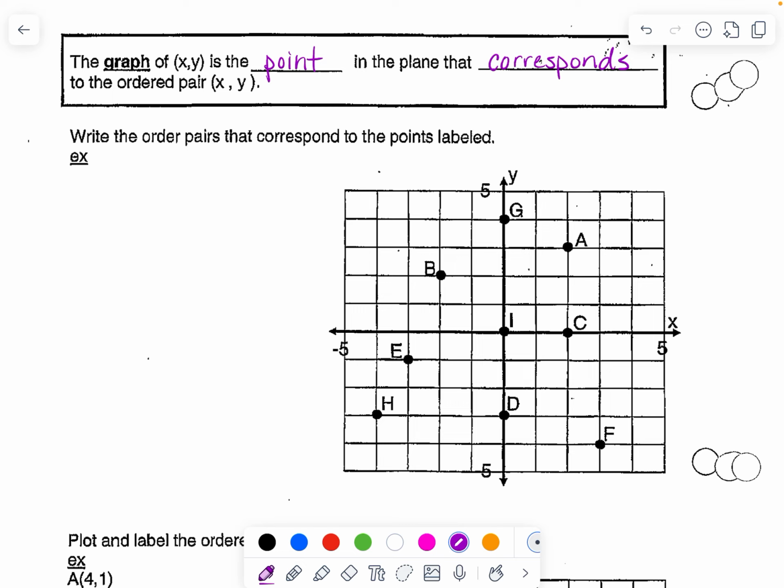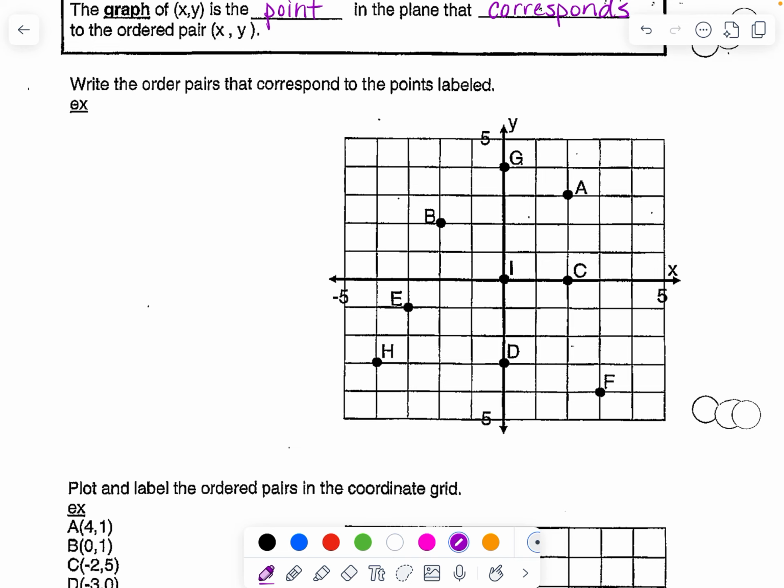So if we look down at this next example, we see a whole bunch of points in a coordinate plane. And we're being asked to write the ordered pairs that correspond to each of those points. So we're going to just go alphabetical here. So we have point A. And if I highlight point A for you, it's right here. I just highlighted it in blue. We want to know where is that in the coordinate plane. And so we would give it an x value and we would give it a y value.